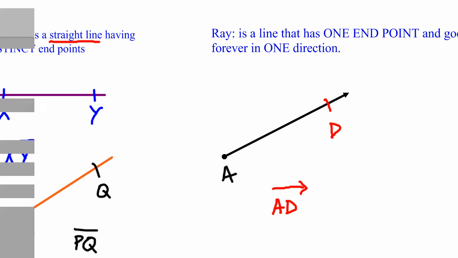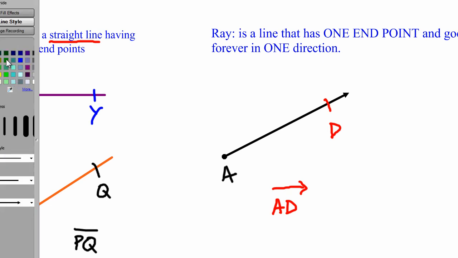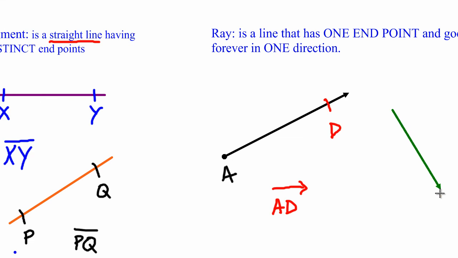Sorry, let me just change my color here now. I have a green ray now going in that direction. All right, so that's another example of a ray, running in this direction. So it's just basically that.